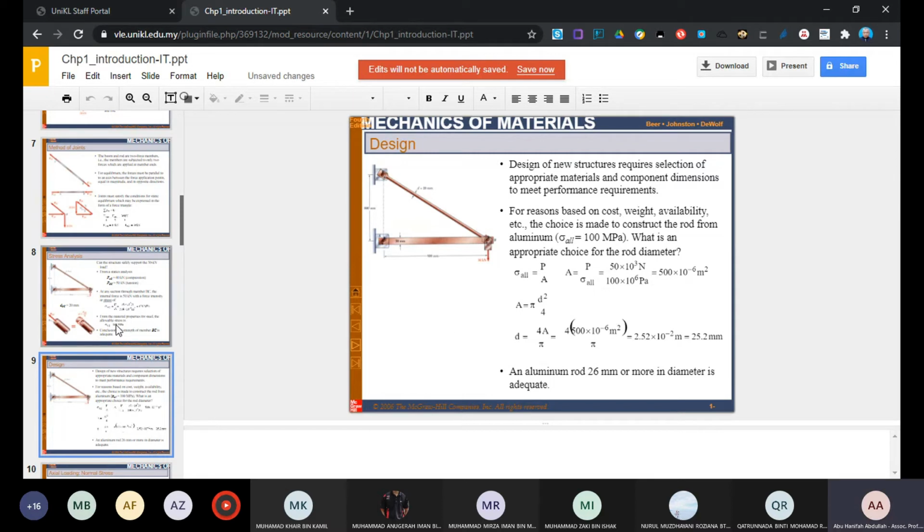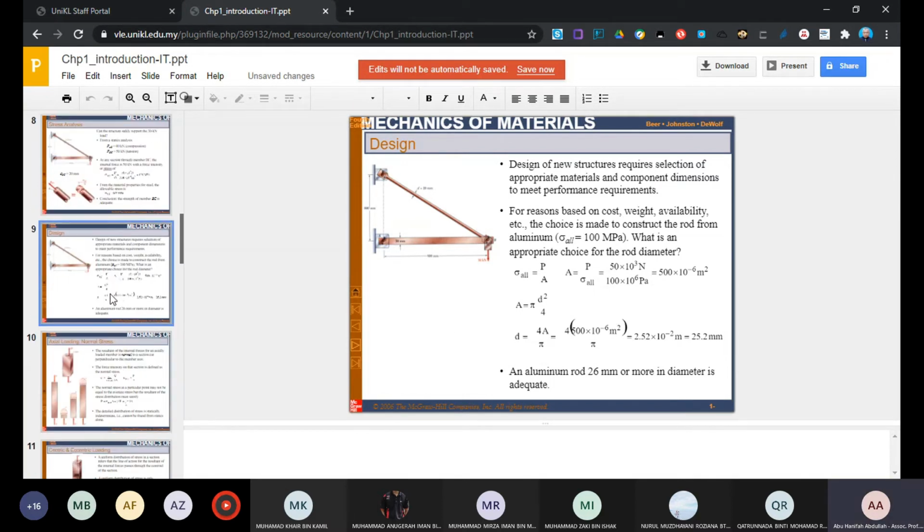Okay, now let's try to design. When designing, you don't have the size, you have to determine the size. So you need to select the material and you need to select the size, and your selection will be based on the cost, because material incurs cost. Some materials are expensive, some are very cheap, and some materials are difficult to get, which also costs. And also you need to look at the weight.